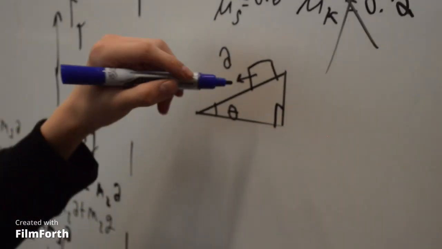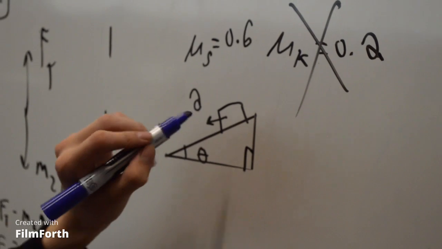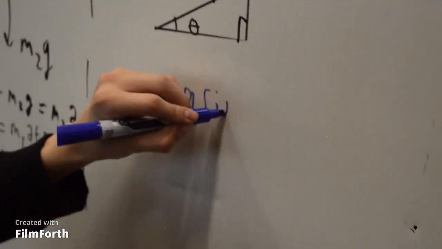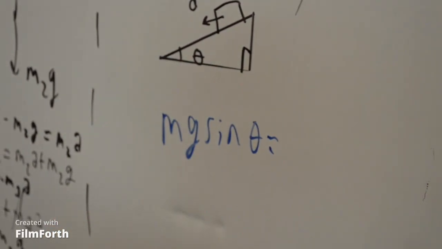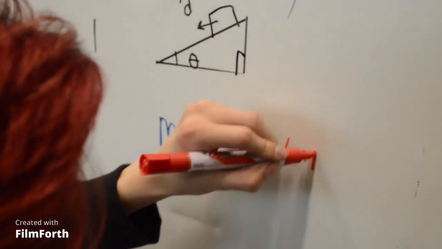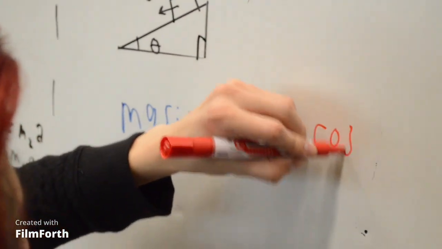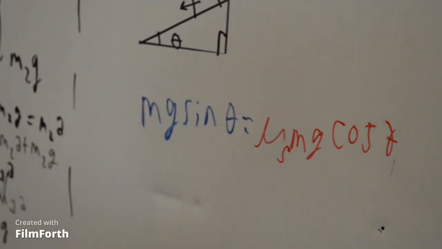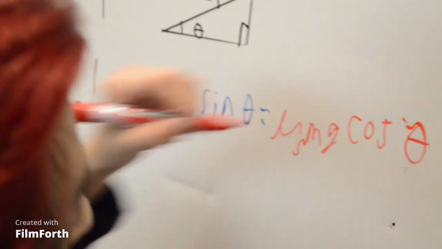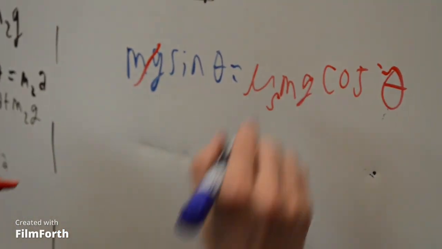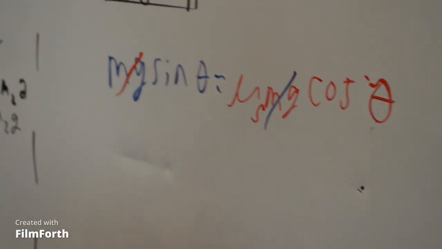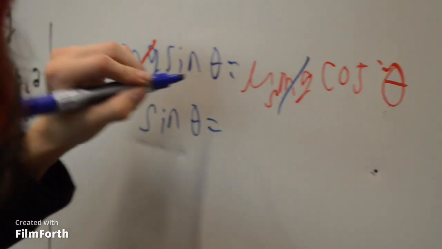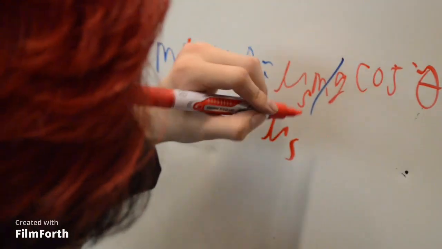The parallel component of gravity, mg sine theta, has to be equal to friction, mu mg cos theta. Therefore, mg sine theta equals mu mg cosine theta, and in this case, mu s. I should write that down to be precise. So, what can we do now? The mg's cancel out. Wonderful. Now we get that sine theta equals mu s times cosine theta.